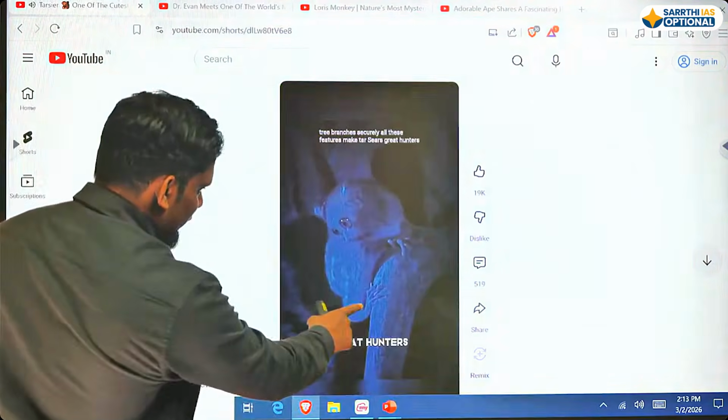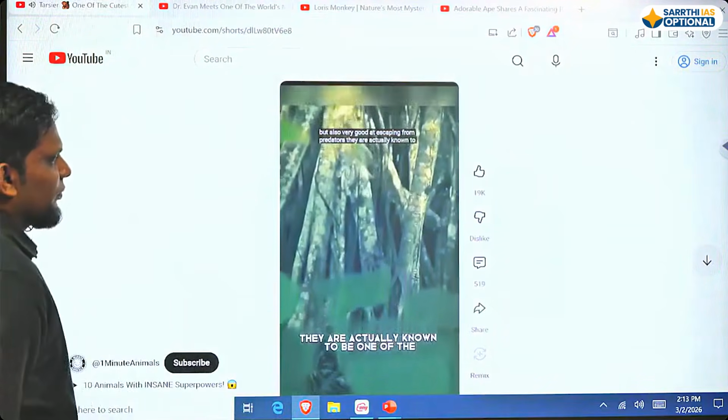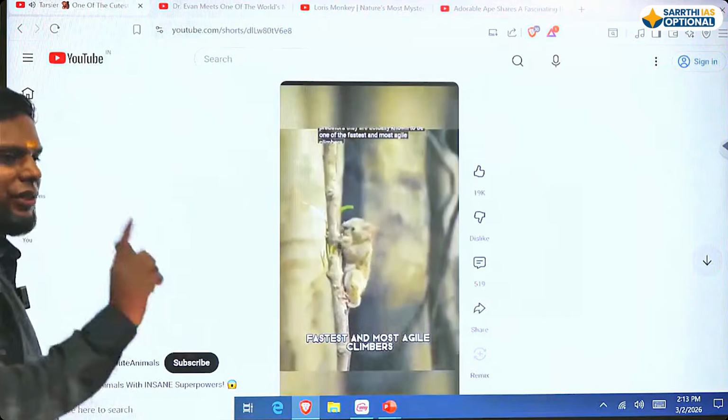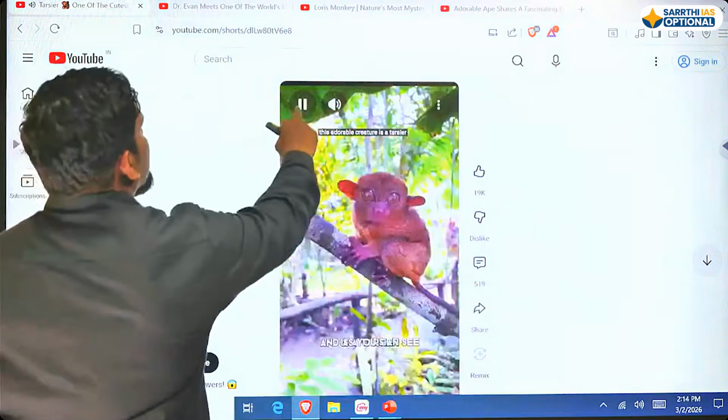Tarsiers are great hunters, but also very good at escaping from predators. They are actually known to be one of the fastest and most agile in the animal kingdom. Vertical clinging and leaping.